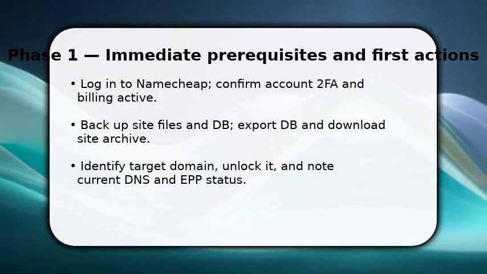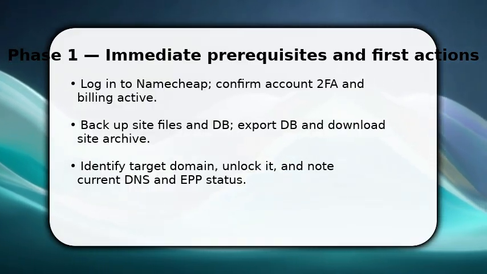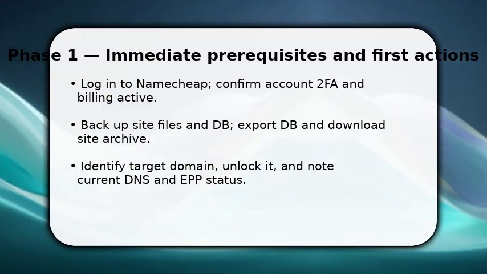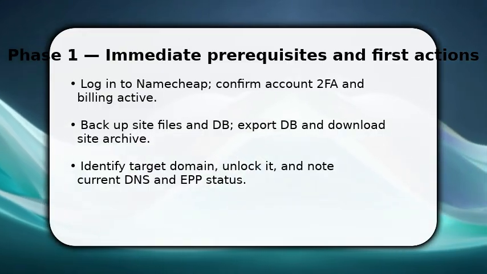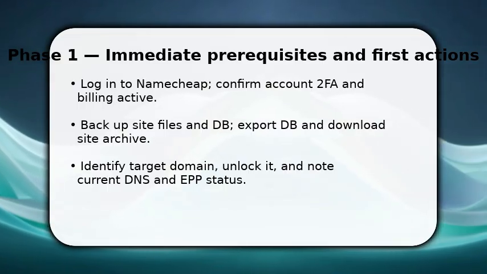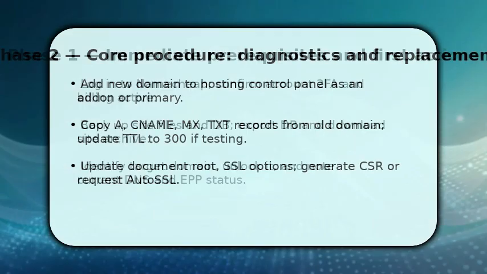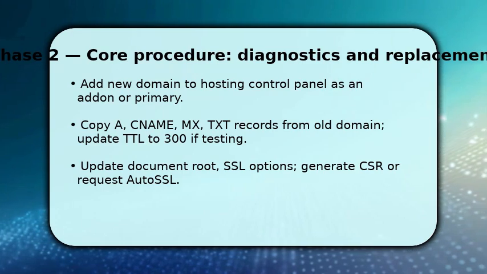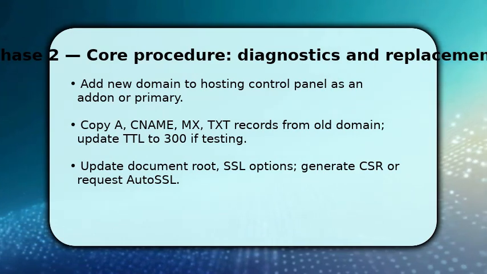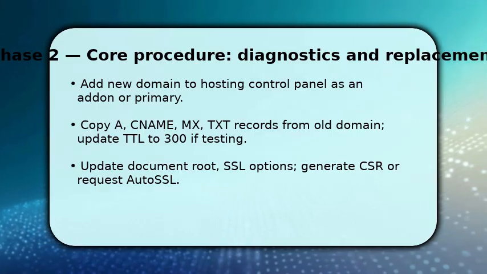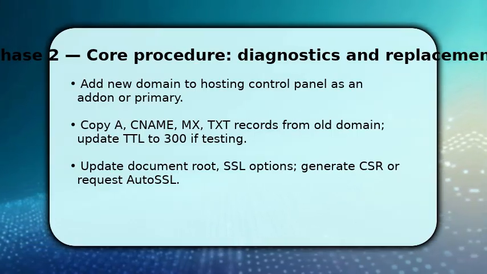Then identify the domain you want as the new main domain. Unlock it if locked, and note its current DNS records and EPP status so you can replicate essential records later. Now add the new domain in your hosting control panel, make it an add-on or switch the primary site depending on your host. This ensures files point correctly.